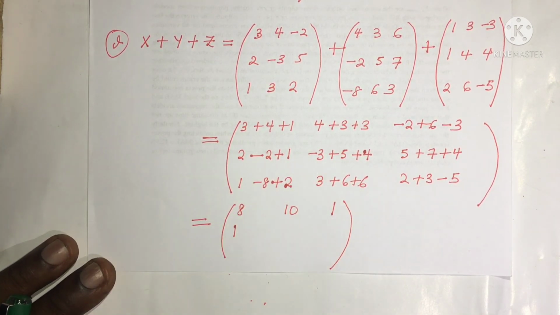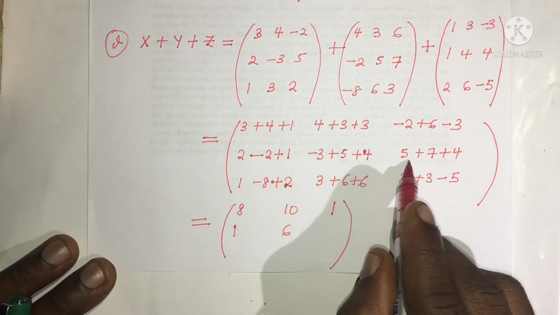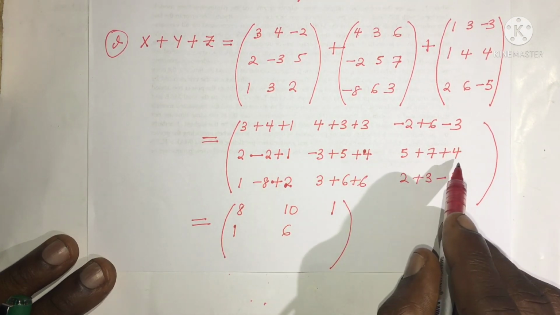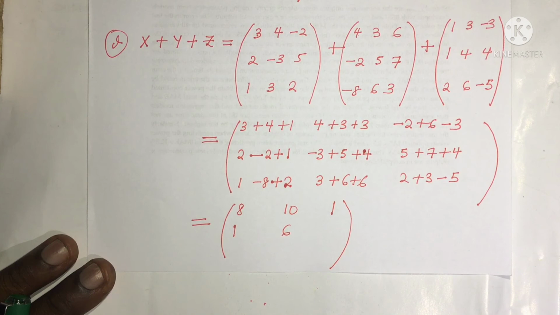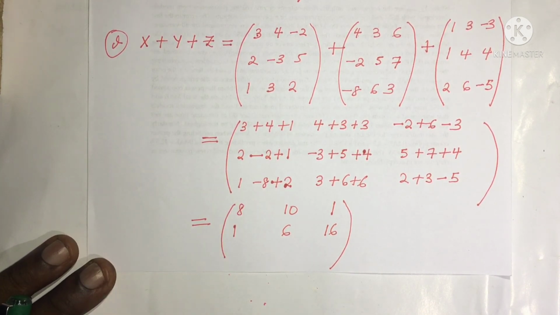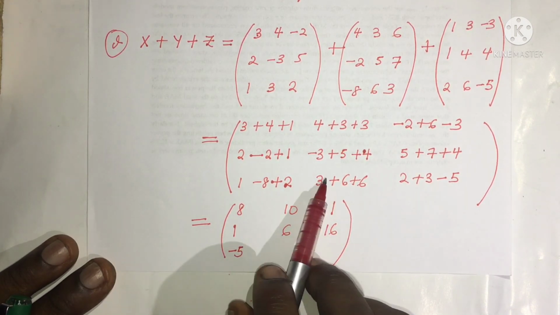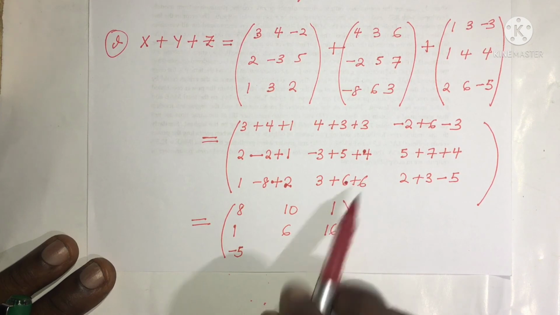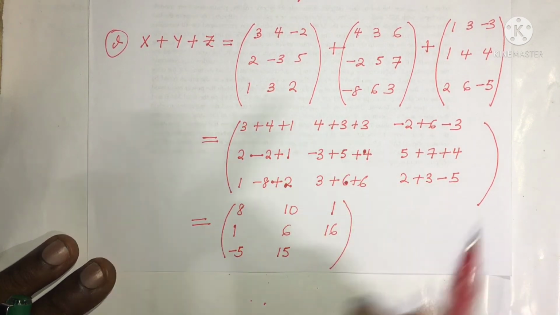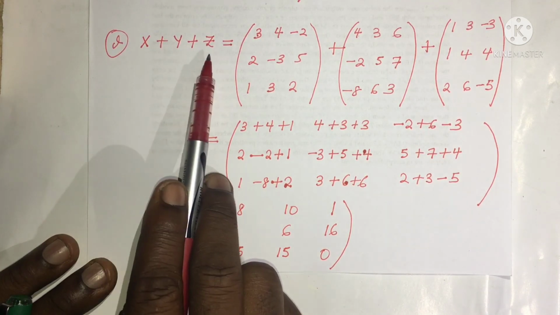Minus 3 plus 5 will give you 2. 2 will add to this 4 here to give you 6. Then 5 plus 7 is 12. 12 plus 4 will give you 16. So altogether you have 16 over here. 1 minus 8 will give you minus 7. Minus 7 would add to 2 to give you minus 5. Then 3 plus 6 is 9. 9 plus 6 is 15. 2 plus 3 will give you 5. 5 minus 5 will give you 0. So this will be the solution to X plus Y plus Z.